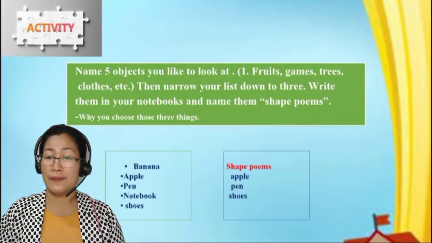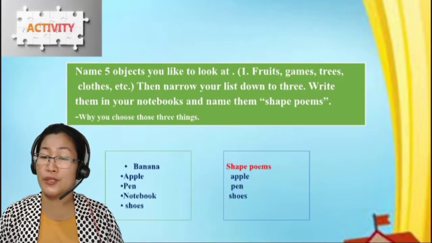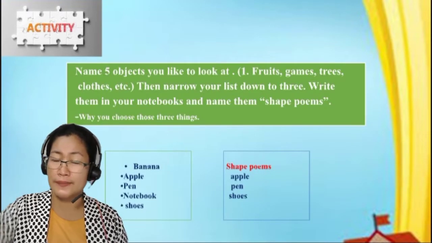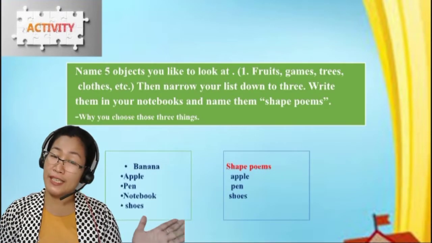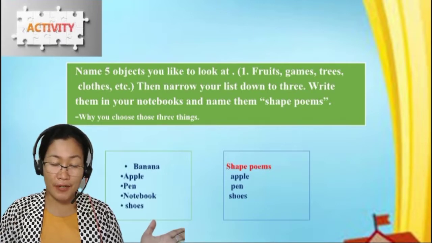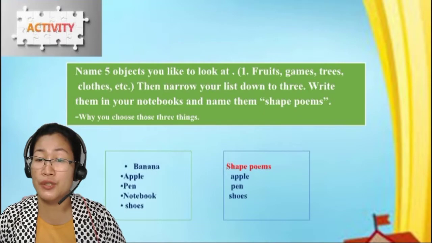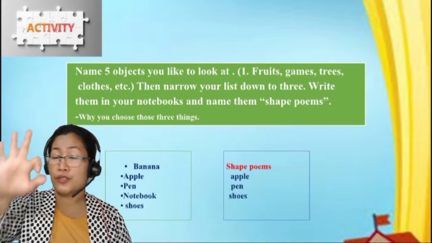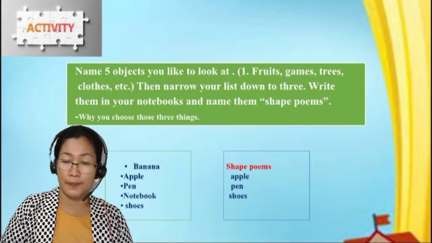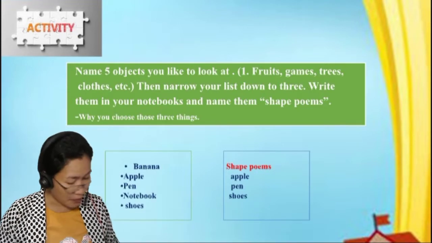Okay, and let's do another activity. You have to name 5 objects you like to look at. It can be fruits, games, trees, clothes, and many more. Then from 5, you have to narrow your list down to 3. Okay, so we can see an example here.